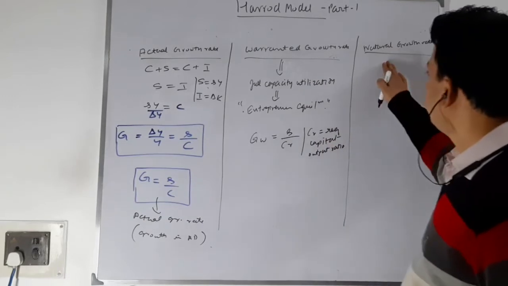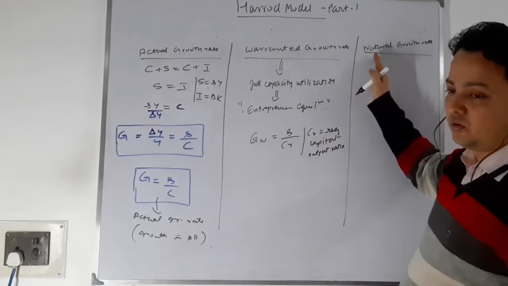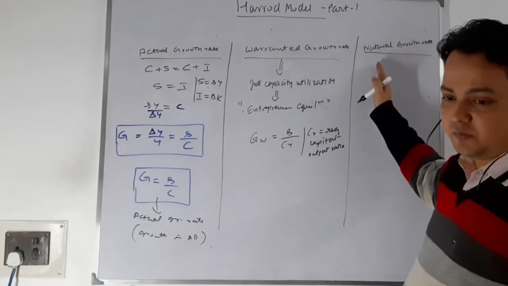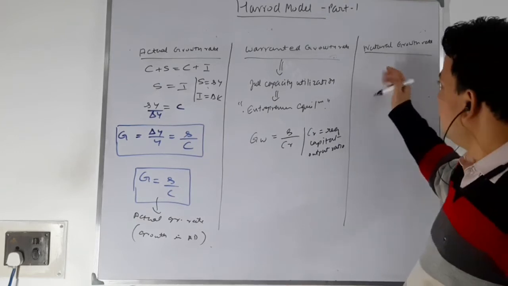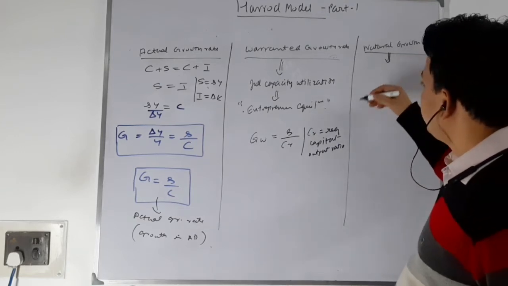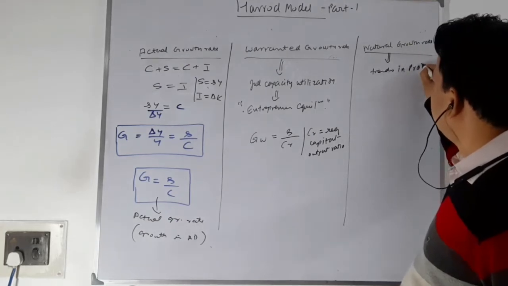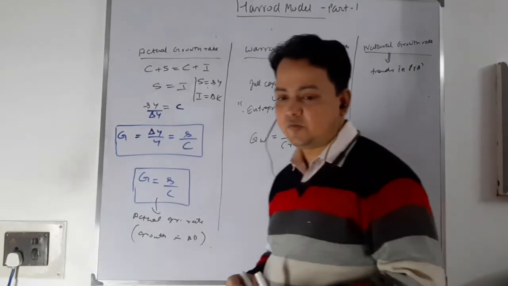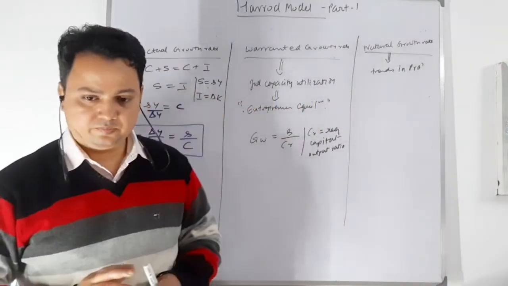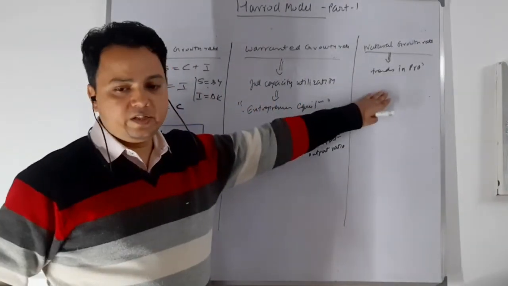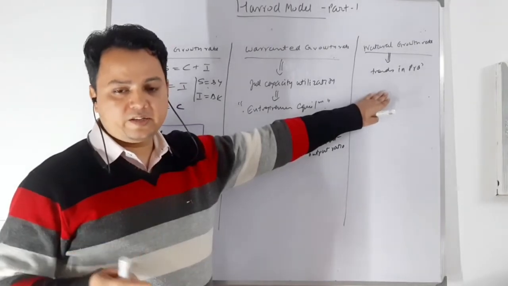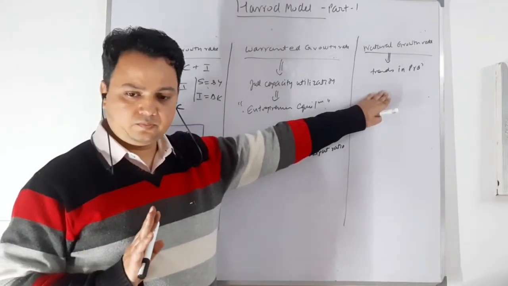Now coming to the natural growth rate. The natural growth rate is the maximum growth rate that is possible in the economy. This growth rate is associated with change in production with no inflation. And what are the factors that put a ceiling in here? It is the population growth rate and technical progress that put a ceiling in here.